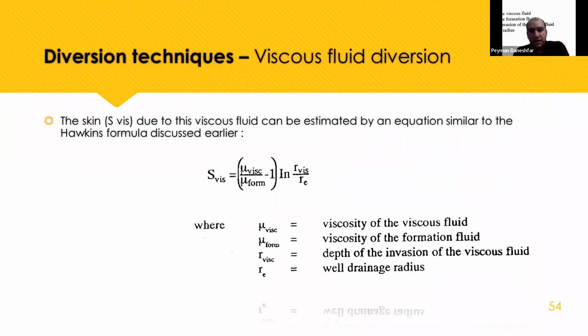And you can see here, this is the skin factor formula. When we use the VDA system, we can calculate the skin factor by the VDA and the radius of the VDA invaded in the well. Okay, this is the Hawkins formula.